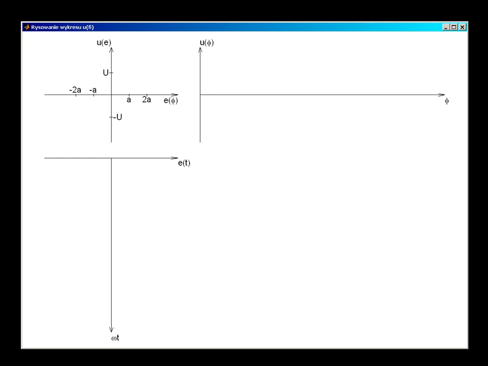I also wanted to show you an animation that may help you understand how a graph u of phi is created. The static characteristic is symmetric, so the signal starts at the origin of the coordinate system. The angle changing in the graph at the bottom is the same angle we see in the graph on the right, and we look at the value of the signal for each angle. These values should be put on the static characteristic.